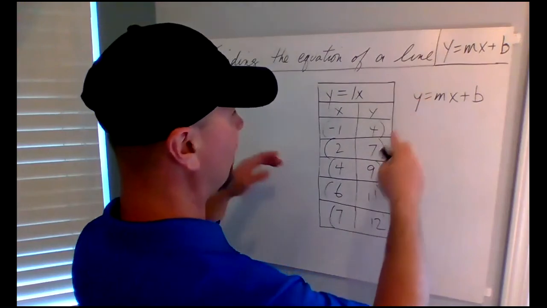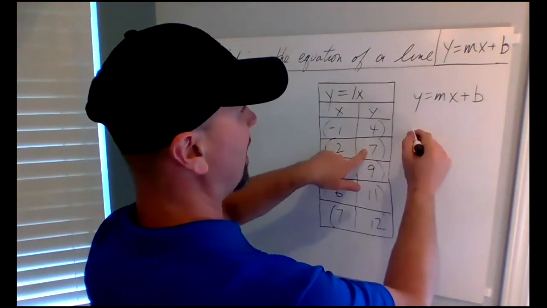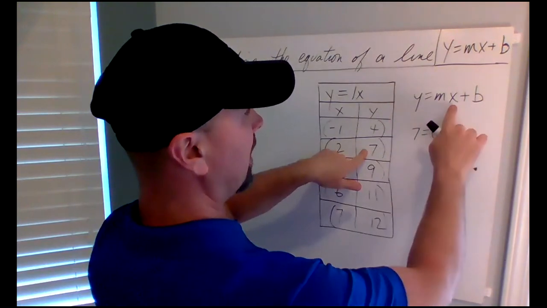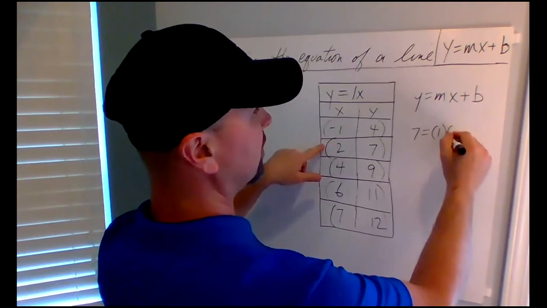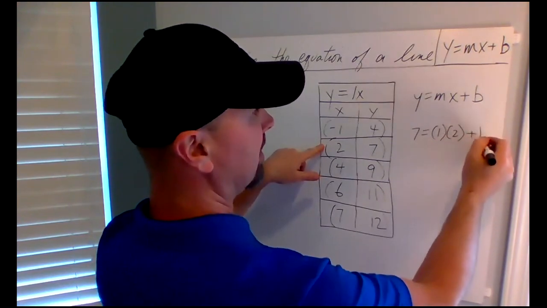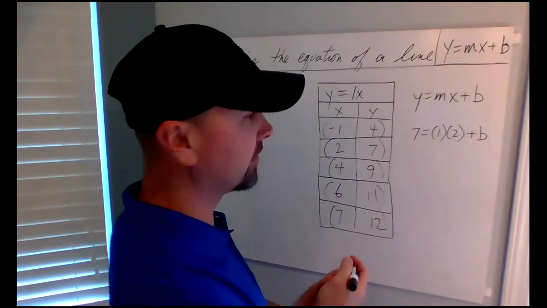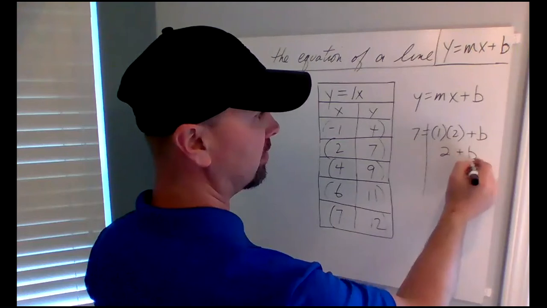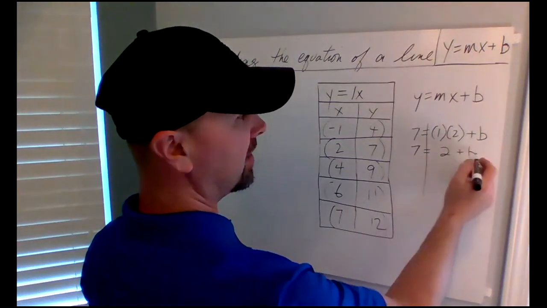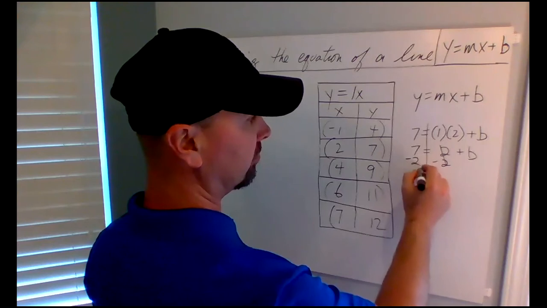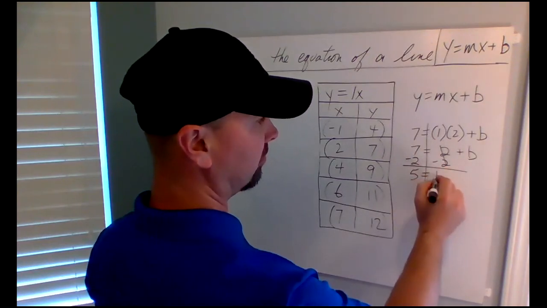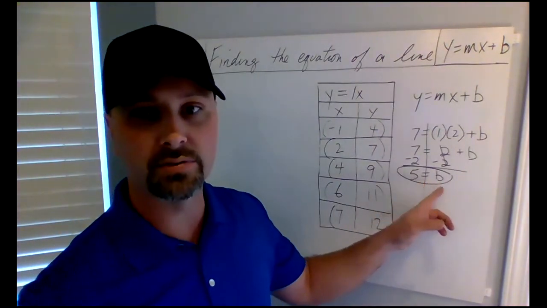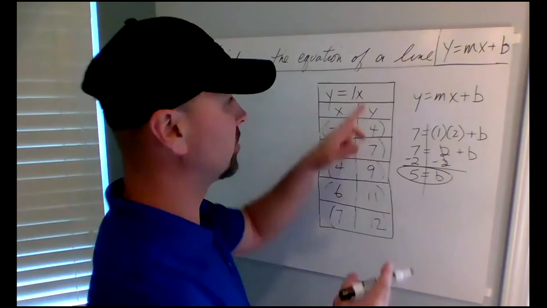So how about I do 7 for y, that's a y, equals my slope is 1, x that goes with the 7 is a 2. I'm leaving my b as b. I don't know what that is. I'm solving for it. Okay, now we do the algebra. 1 times 2, bring down, get b alone. And what I'm left with is b is 5, positive 5. So that's the rest of my equation.